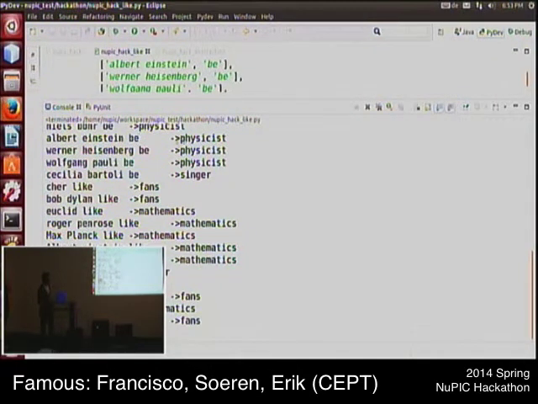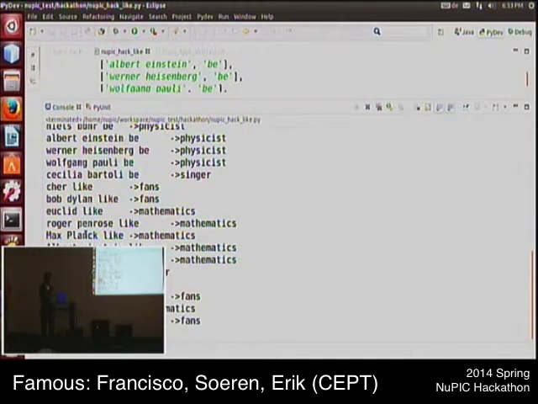So Albert Einstein would be a physicist, and Albert Einstein, I think he's down here, like mathematics. Or Buddy Holly, he's not in there. So I'm surprised already that you get something like Max Planck. He's one of the physicists. I'm surprised already that you could deduce that, since it has never seen Max Planck in a sequence with mathematics. It can say Max Planck likes mathematics.